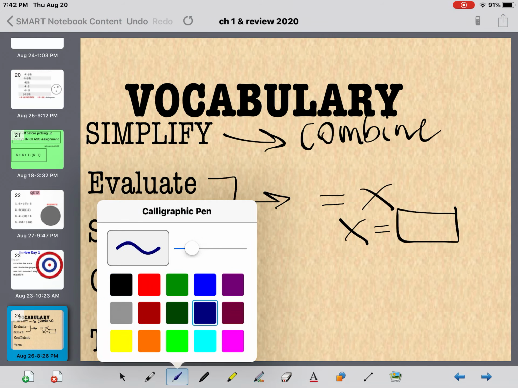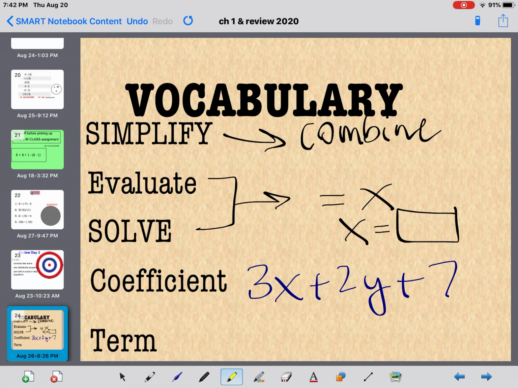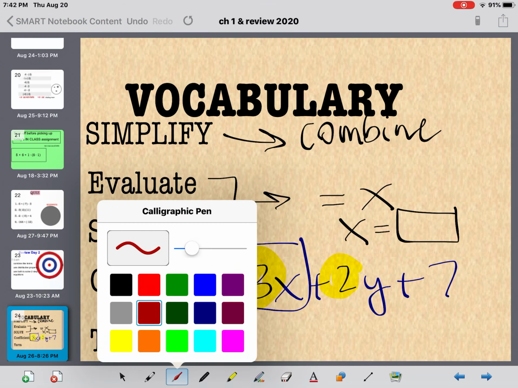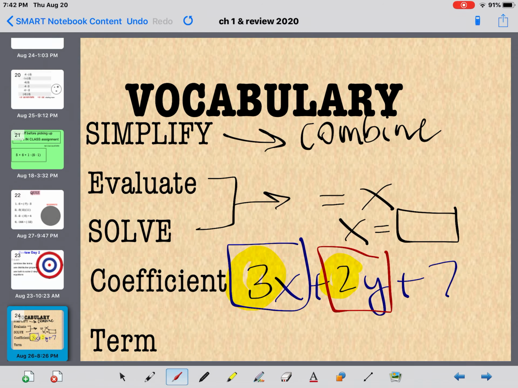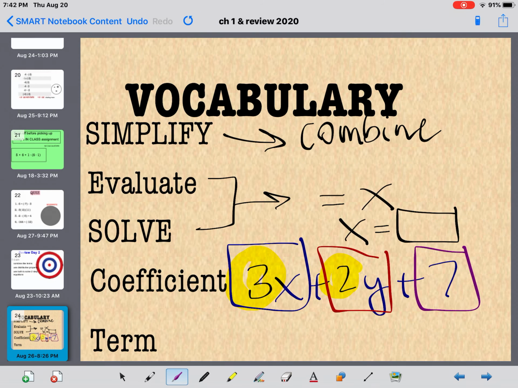Now, coefficient means that if we have something like 3x plus 2y plus 7, the coefficients are the numbers in front of the letters. That is a coefficient. And terms are a set like this and like this. These are each different terms because they have a different part at the end. That and that and that are all different terms.